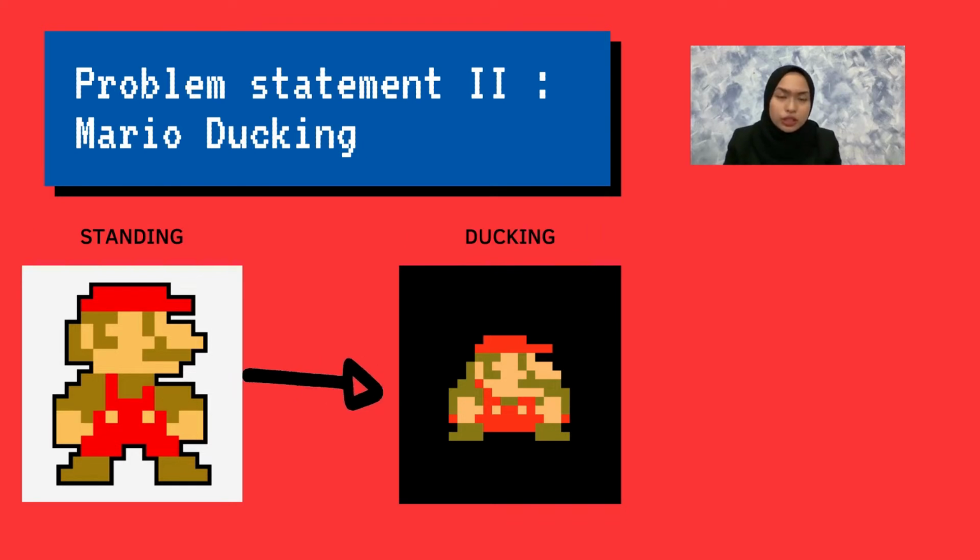Okay, now we proceed to the next problem statement, which is Mario ducking. As we can see, there are two diagrams: the first diagram shows Mario in a standing position, while the next diagram shows Mario in a ducking position. In this problem statement, I'm going to explain how ducking works in Mario games by using the application of linear algebra.